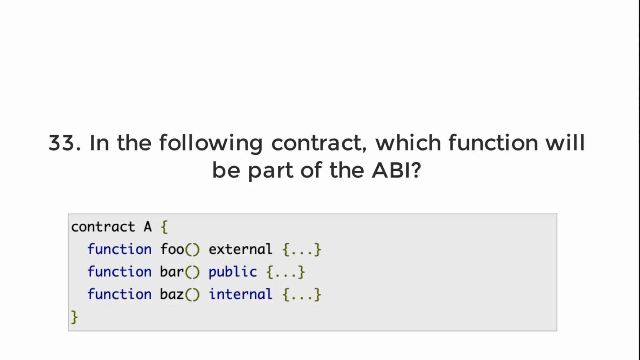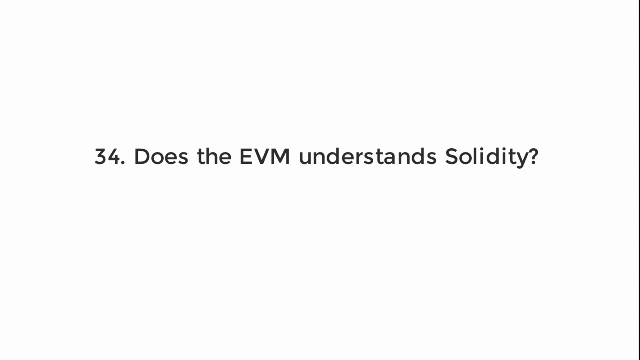In the following contract, which function will be part of the ABI? Foo and Bob will be part of the ABI. Baz is internal only and can be only called from inside the smart contract, so there is no point in putting this in the ABI. Does the EVM understand Solidity? No, the EVM only understands bytecode which must first be produced by Solidity outside of the blockchain.